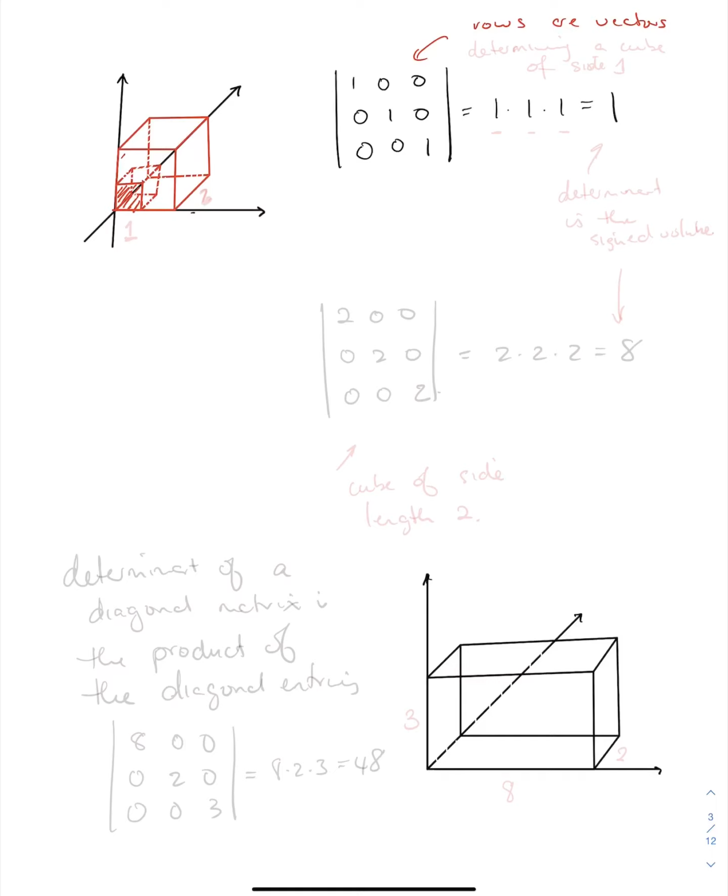that determine a cube of side 1, side length 1. We know how to calculate the volume of a cube of side 1. It is 1 by 1 by 1. And so the determinant is the signed volume.